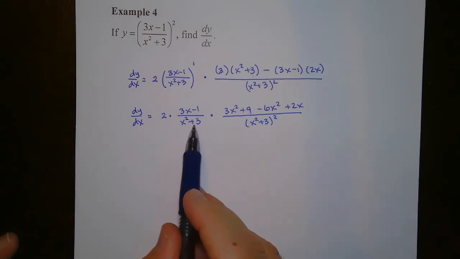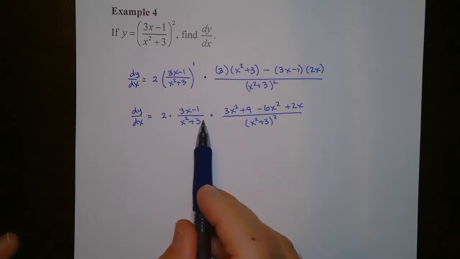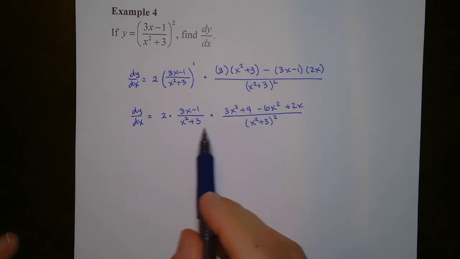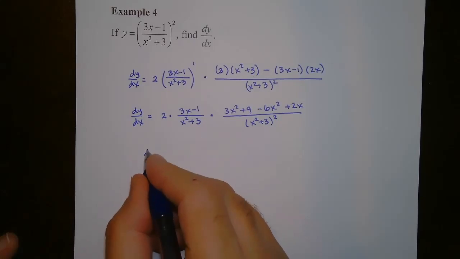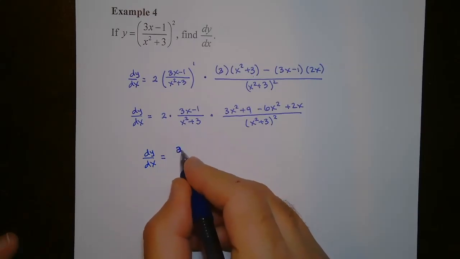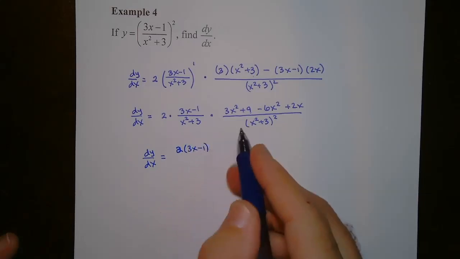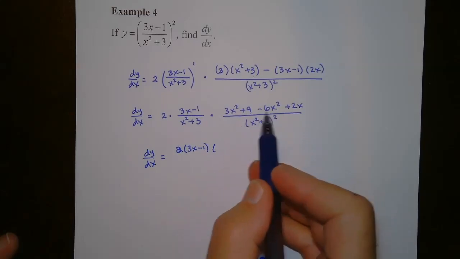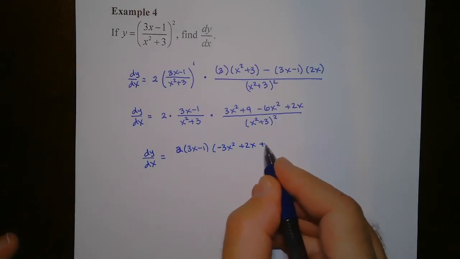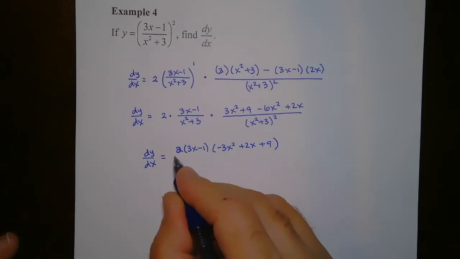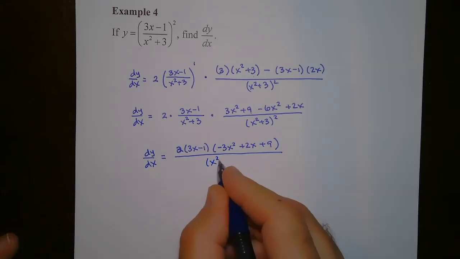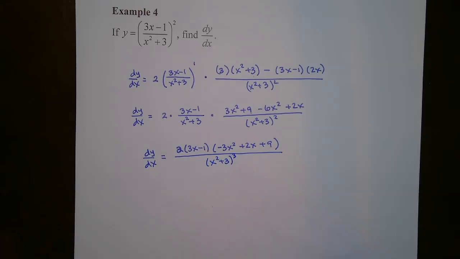Now really right here, this is the same base, right? So we're not writing it because this has a power of 1. So you could put parentheses around this and raise it to a power of 1, because then you see that I just need to add these exponents. So dy over dx is equal to 2 times the quantity 3x minus 1 times this, and this would be negative 3x squared plus the 2x plus the 9. If you had a different order, but the signs were right, you'd be fine. All over x squared plus 3 to the first times x squared plus 3 to the second, so that makes x squared plus 3 to the third power.